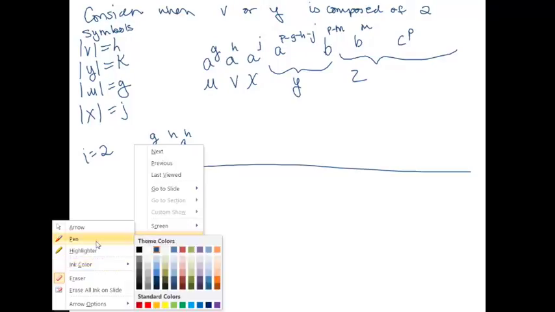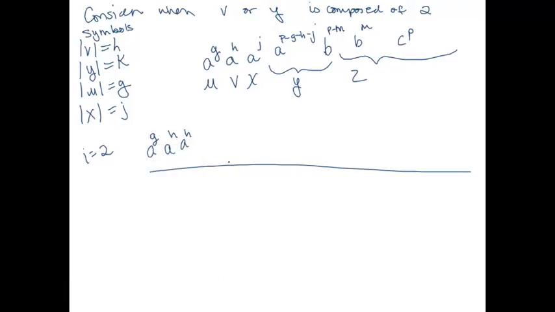I have A to the J. And then I'm going to have A to the P minus G minus H minus J followed by B to the P minus M, followed by A to the P minus G minus H minus J, followed by B to the M, B to the P minus M, followed by B to the M, followed by C to the P. Okay, why? Because when I did Y to the 2, I ended up with two repetitions of this AB chunk and then the AB chunk.